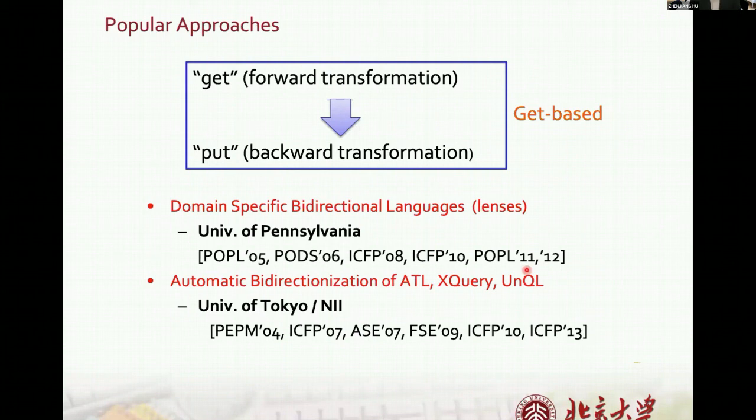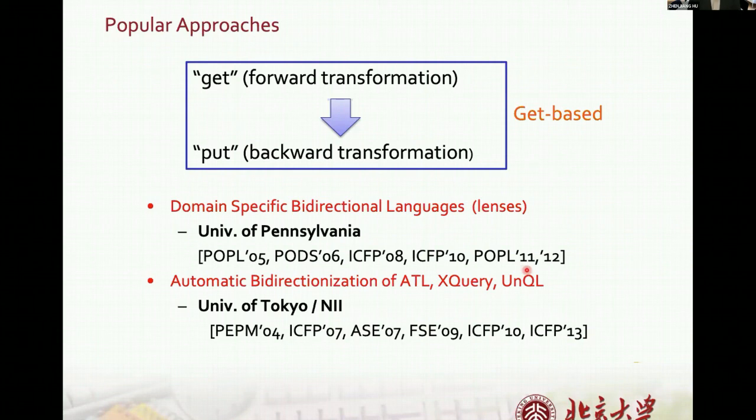And this is, as I mentioned before, from the University of Pennsylvania. It is quite a lot of work. They define the lenses, the domain-specific bidirectional languages, and show that it's possible to design many nice DSLs for people to write forward. And because it's a DSL, the backward transformation can be derived automatically. And this is a defined DSL.